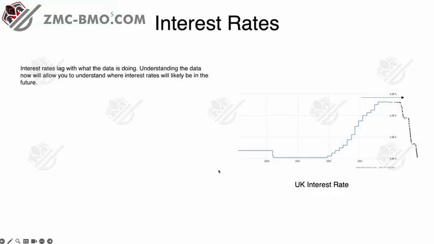Now, interest rates lag with what data is doing. Understanding the data now will allow you to understand where interest rates will likely be in the future. Remember, central banks react to the data that we're seeing. If we're seeing data that supports another hike, then you could probably, logically state that interest rates will likely rise again, or raise rates for the first time. And therefore, you might be a bit more bullish on that currency if they are raising rates. And of course, bearish on that currency if they are cutting rates, which is why next year is going to be really, really important, because everybody else will be cutting rates. So pretty much almost everybody. So the US, the UK, Europe, Canada, etc.